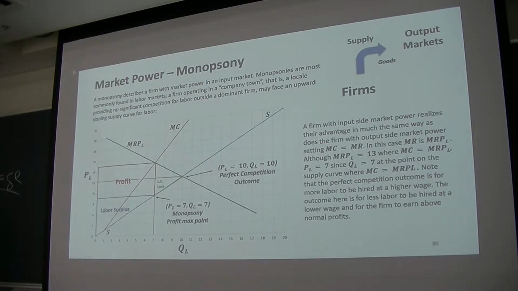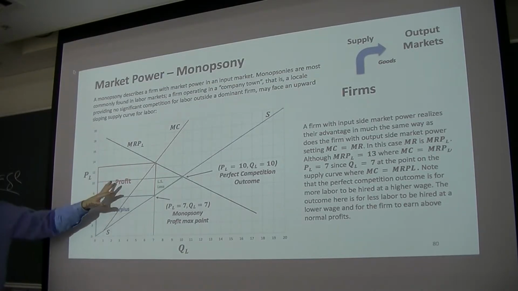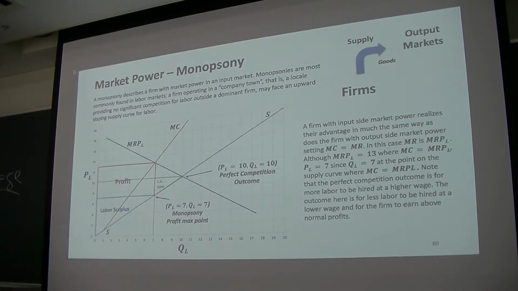Now I'm going to just briefly, I may talk more about this later because it is an interesting topic, talk about input markets. We've talked about output markets and monopoly. Well, what is monopoly power in input markets? We don't call it monopoly. We call it monopsony. But what it means is a monopoly in the input markets. A monopsony means a firm with market power in an input market. And they're most commonly found in labor markets. The labor market is the most common form of monopsony.